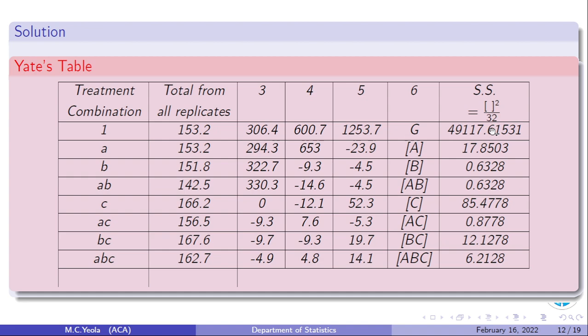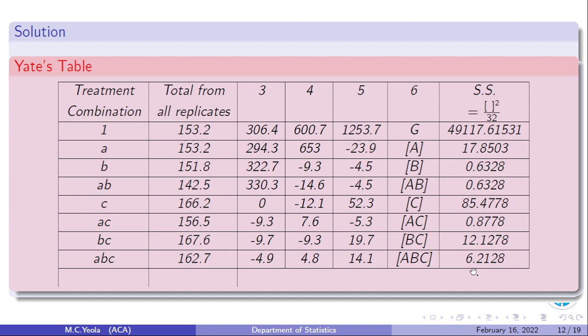Why 32 here? Because we are having 4 blocks or 4 replicates, and each replicate has 8 observations, 8 treatment combinations. So 8 into 4, 32 observations in total, so we divide by 32. So G square upon 32 means this square divided by 32. This square divided by 32 gives the sum of squares related to A, and in such a way we do all these columns, the remaining values, the square of each value divided by 32.